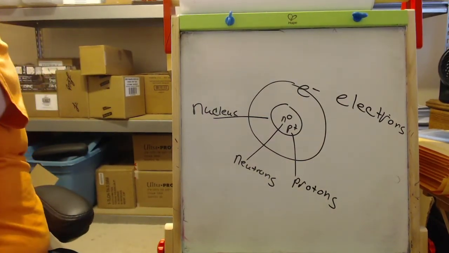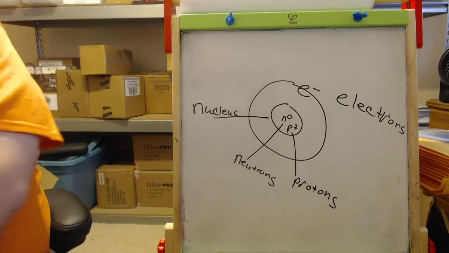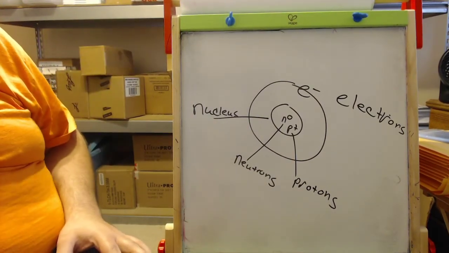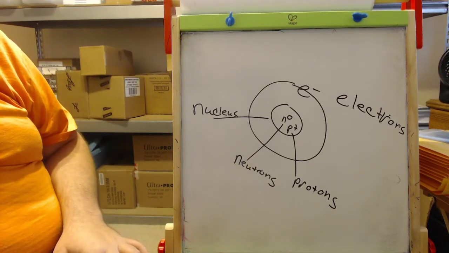At one point in time, they thought that the atom was this giant negative charge called the plum pudding model with little positives moving around in it.